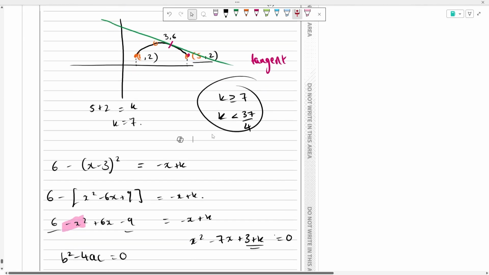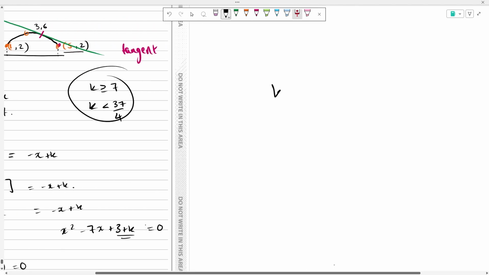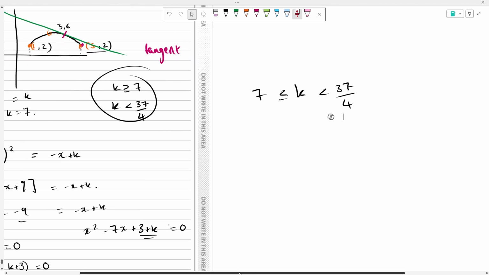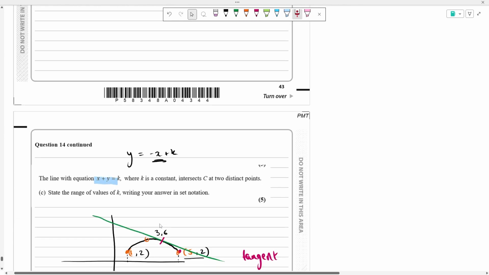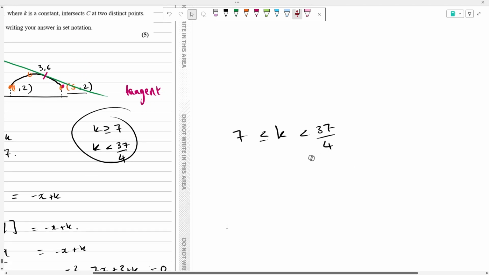If we combine these together, we end up with a region like so. And we want it in standard set notation. I believe, yep, set notation. And the way you write that is k is all real, and then we have some curly brackets on the outside. And that is our final answer.